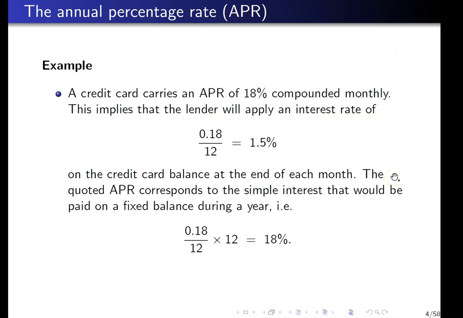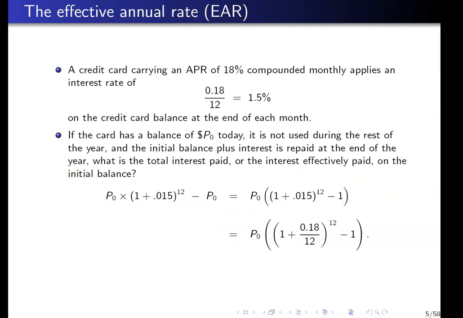A credit card carries an APR of 18%. What does this mean? This means that every month, whatever the balance is on the card, the card company applies the rate of 1.5% as interest. So 1.5% is the interest per compounding period. How many of these compounding periods are there in a year? 12. So the annual percentage rate is 12 times 1.5%, 18%. So that's APR. Now the EAR, the effective annual rate.